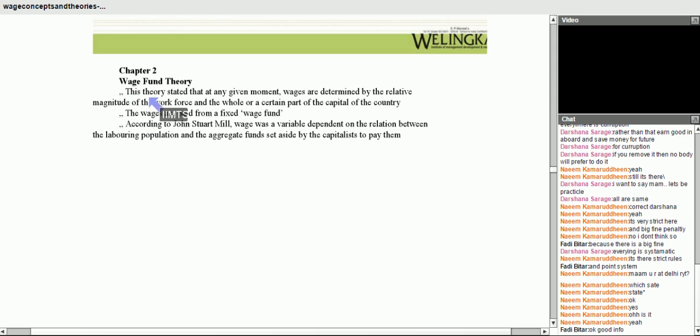The next is the wage fund theory. This theory stated that at any given moment, wages are determined by the relative magnitude of the workforce and the whole or a certain part of the capital of the country. So the wages are paid from a fixed wage fund. It means it depends on how much workforce we have and how much capital resources we have to make use of. Based on that, the wages are determined.